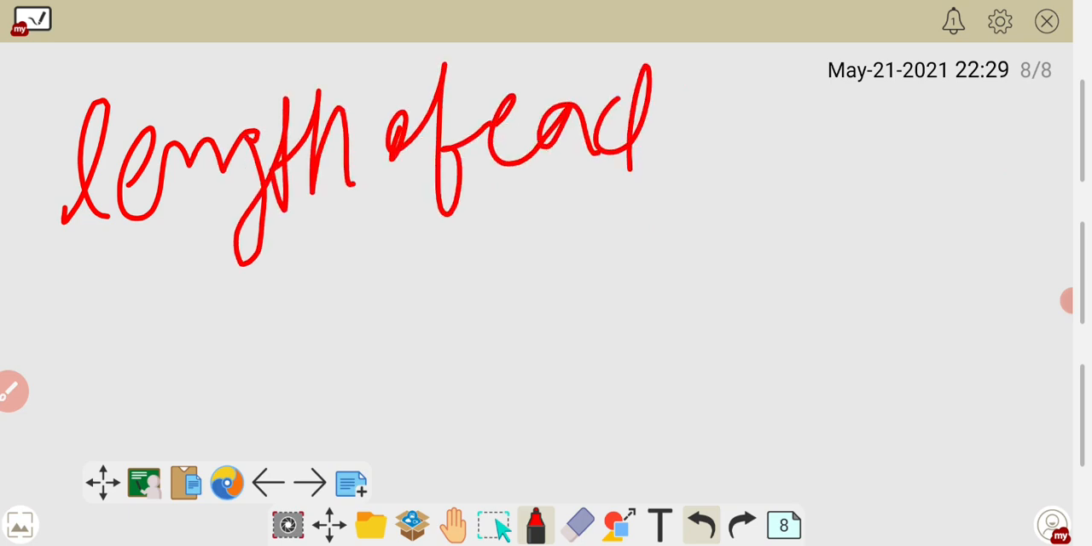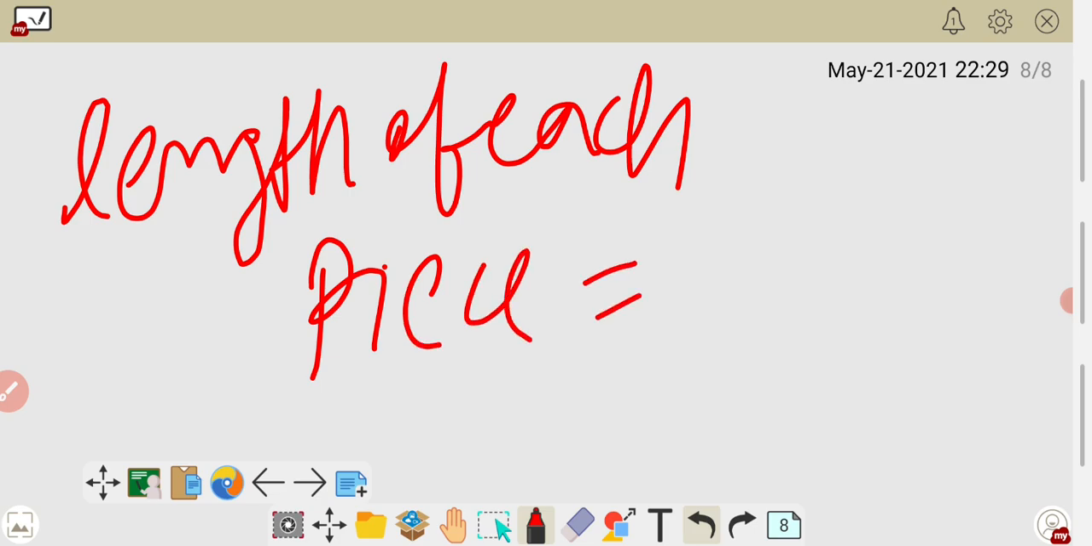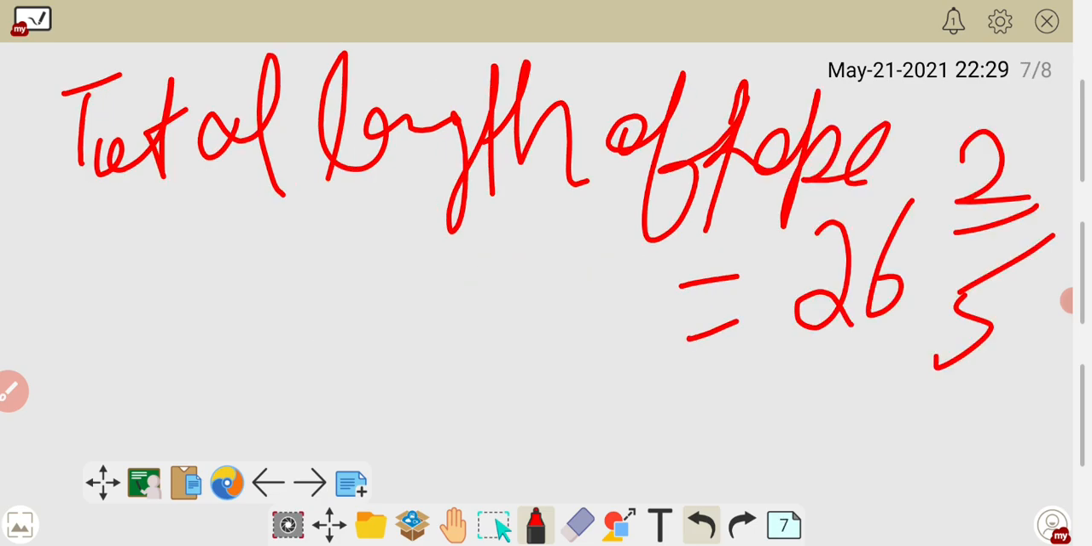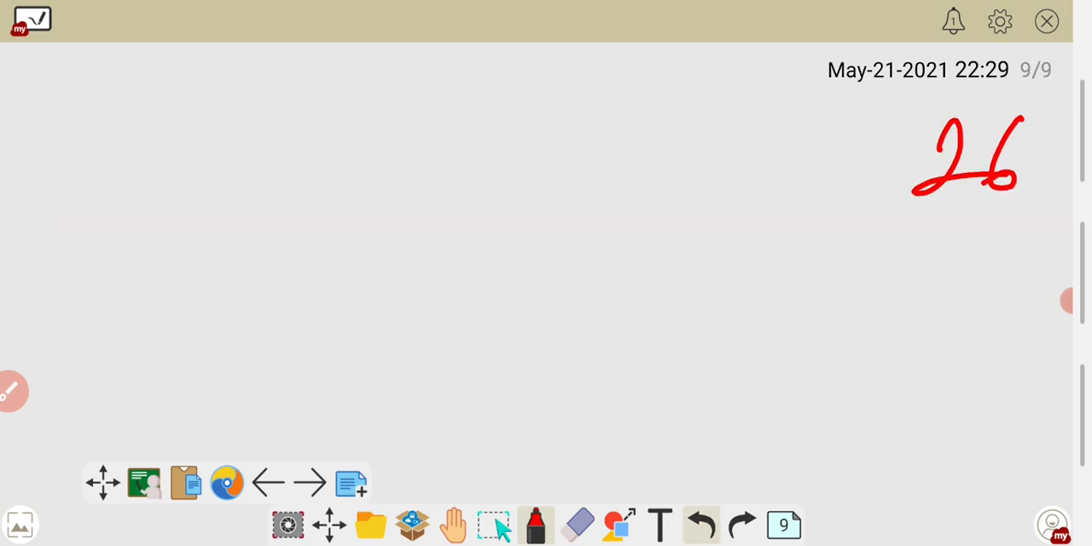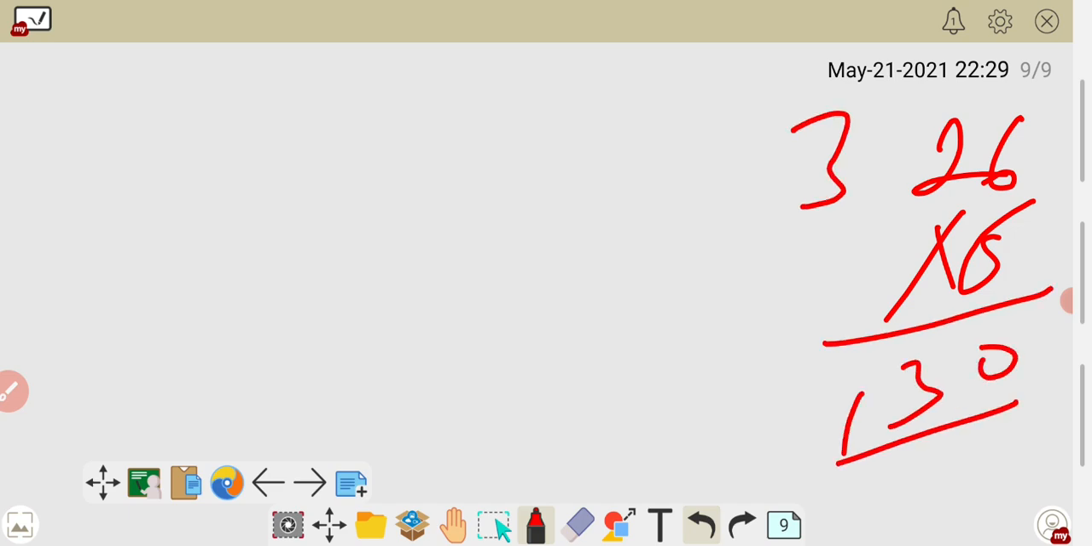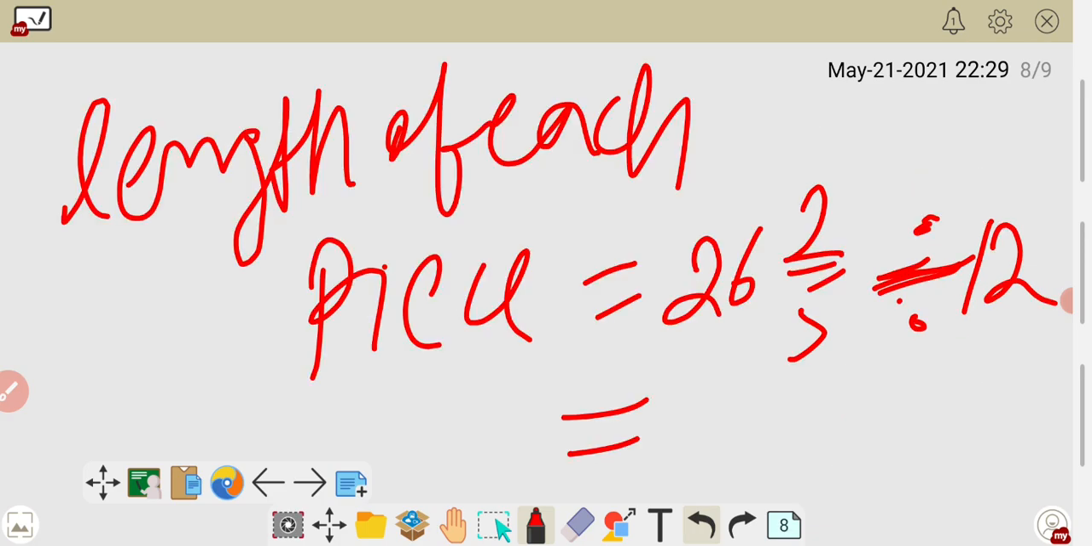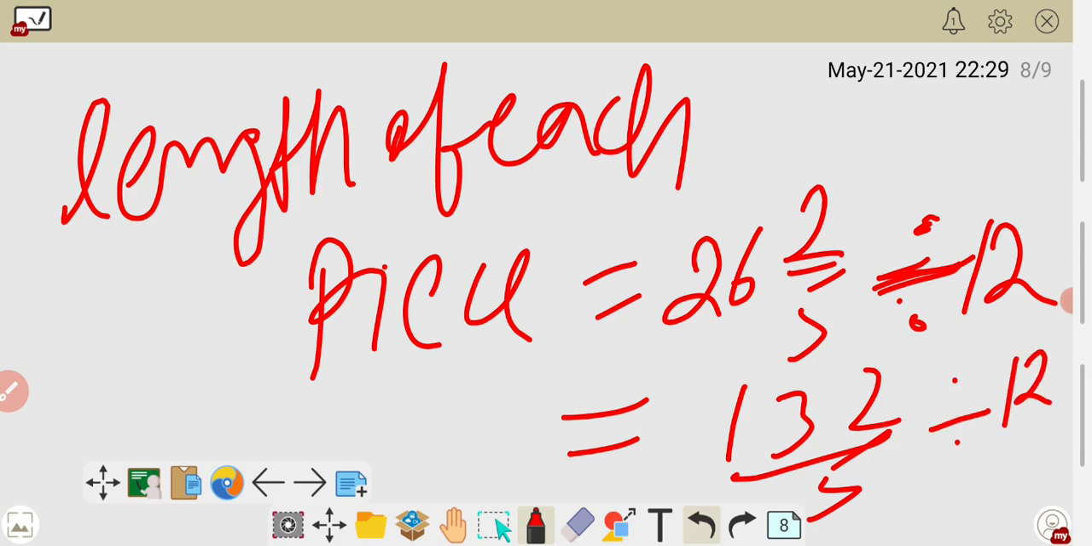Length of each piece is equal to, what is that number? Just look here. 26 2 by 5, and then it becomes divided by 12. Now just solve. 26 multiplied by 5. What do you get here? 5 6s are 30, 0 carry 3, 5 2s are 10, 3 is 13, 130. And in 130 you have to add 2. It becomes 132 upon 5, divided by 12.